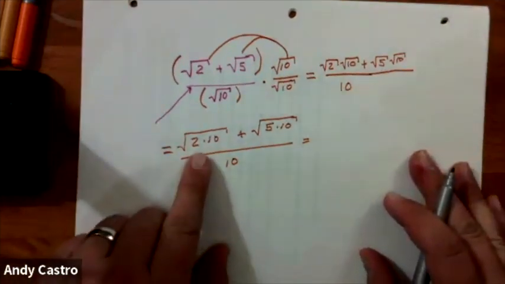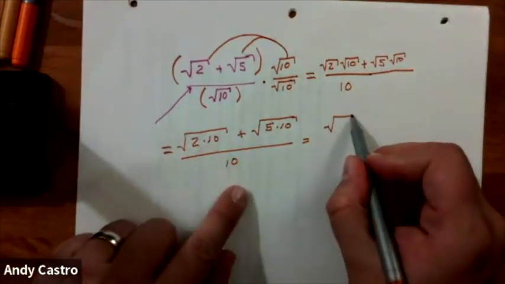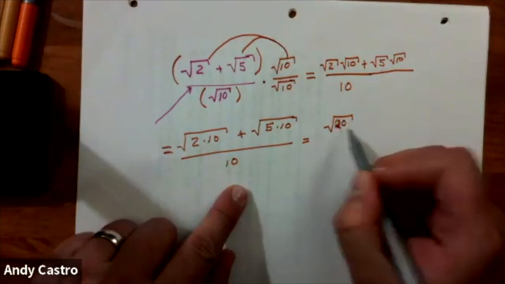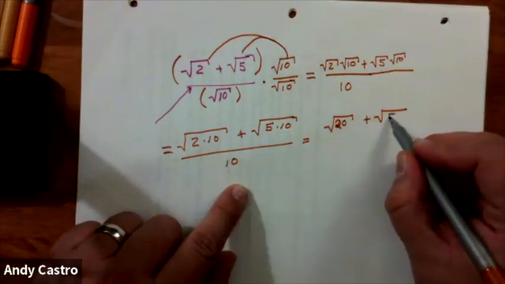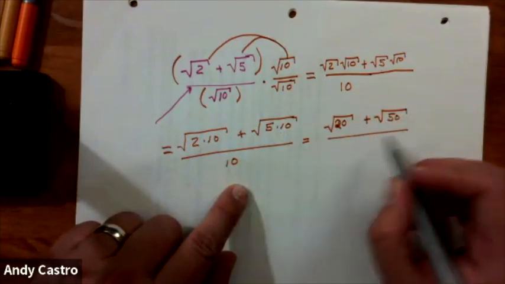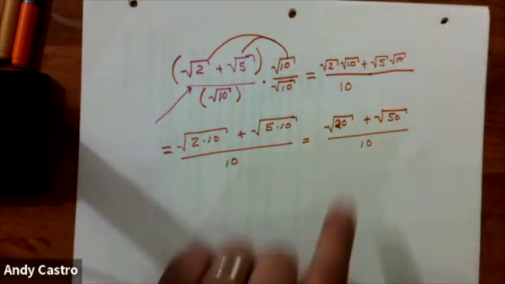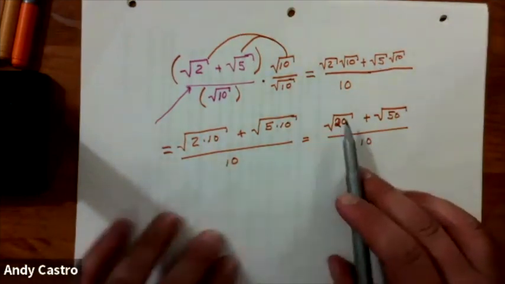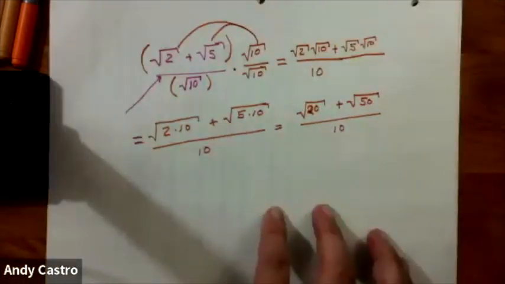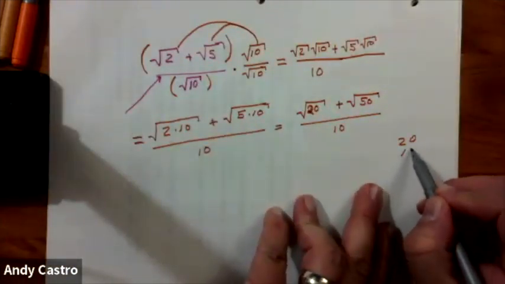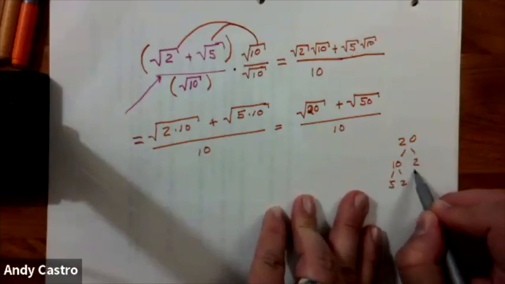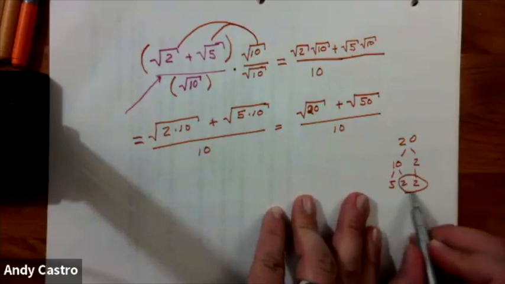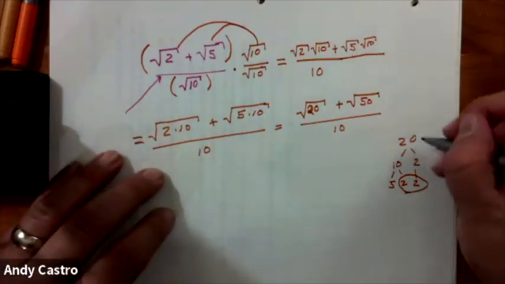All right, so now I'm going to multiply. 2 times 10 is 20, so square root of 20, plus 5 times 10 is 50, so square root of 50, all over 10. Now let's see if I can simplify the square root of 20. Do I have any perfect squares in there? 20 is 10 times 2, and 10 is 5 times 2. I do. I've got two 2's in there, I've got a 4, in other words. 4 times 5. So that'll be what I will do with the 20.